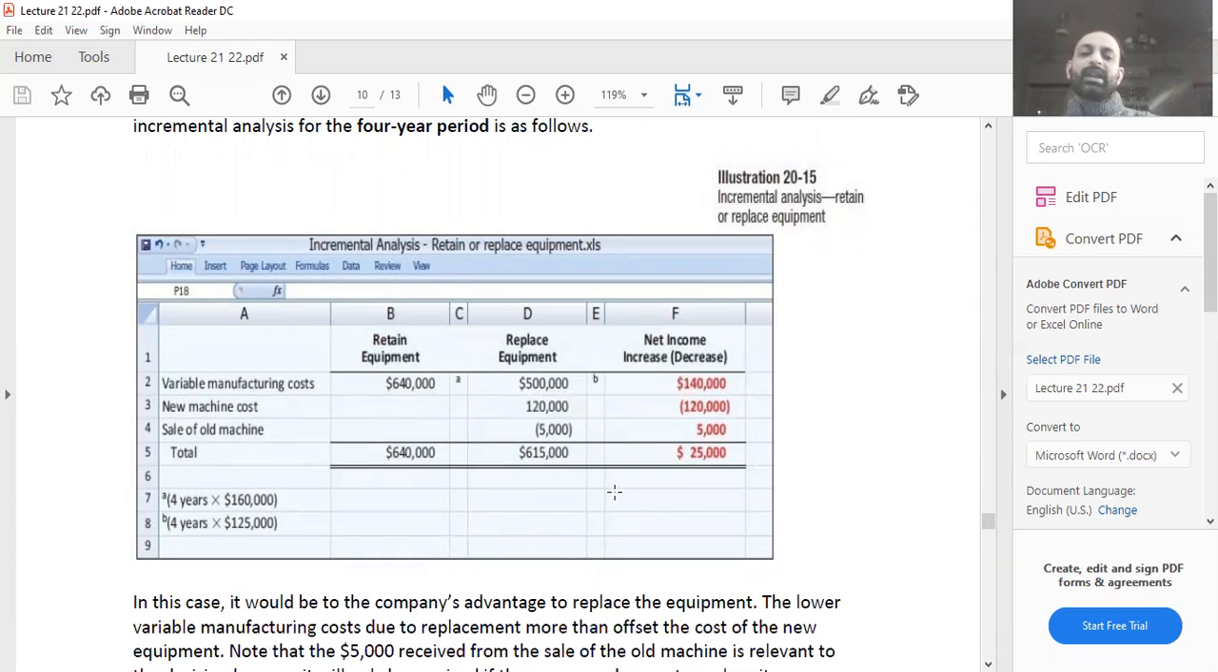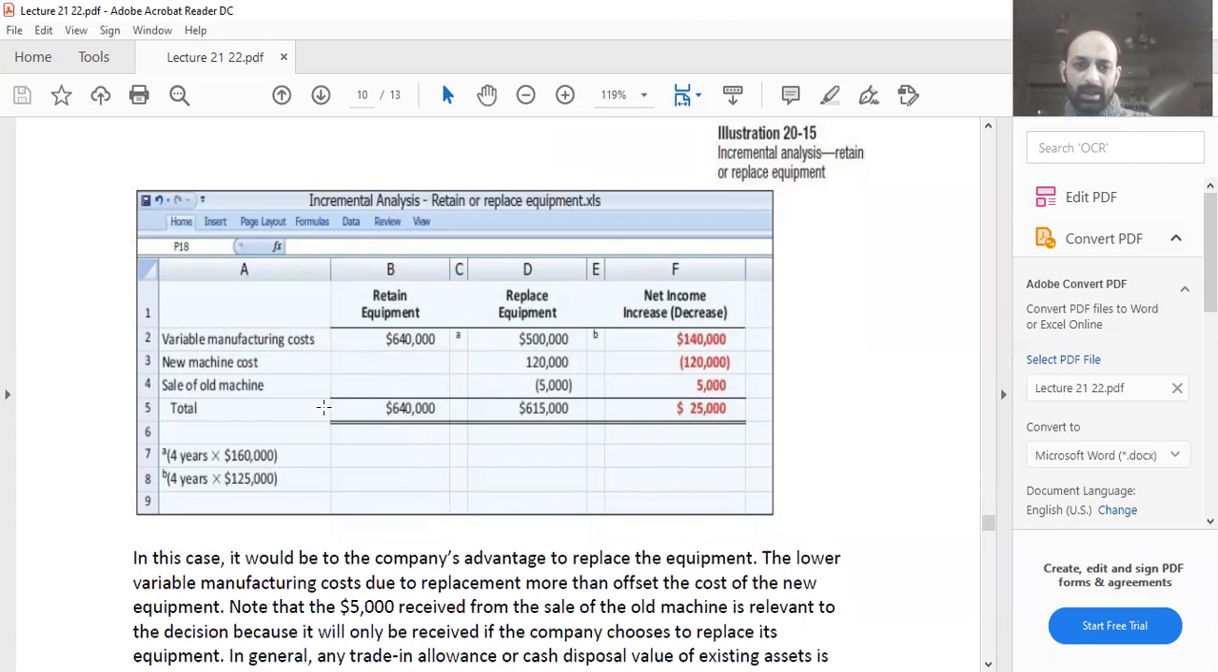And if you sell the old machine and go for the new one, you will have to take care of this $5,000 as well. That is why this $5,000 will come in this incremental analysis, because this amount becomes a part of this analysis. The existing book value of the machine that we are currently using does not become a part of incremental analysis because that cost has already been incurred. So we will not look at it.